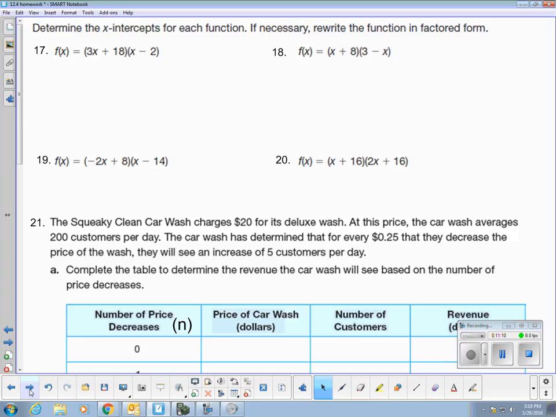Let's take a look at number 18. So what I am not real happy about is this portion right here is not in factored form. In factored form, I need that to be an x plus or an x minus. So let's just take a look to see where my x-intercepts are and then what I can do to rewrite that in factored form.